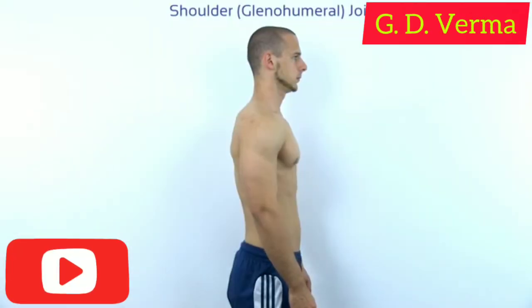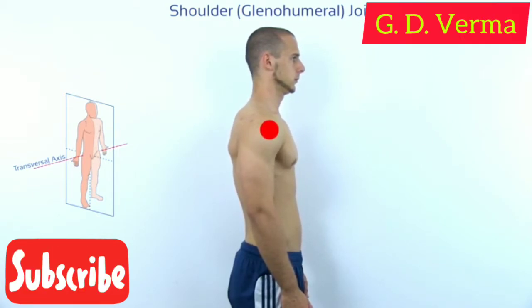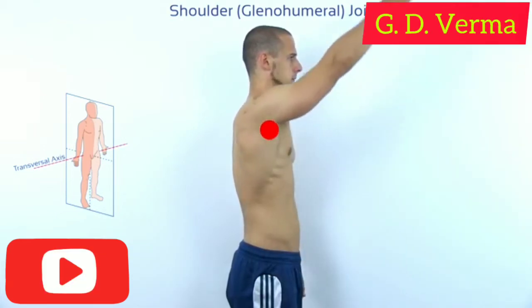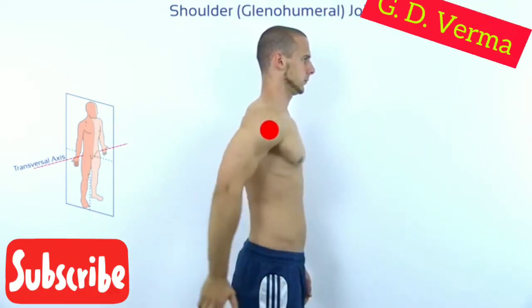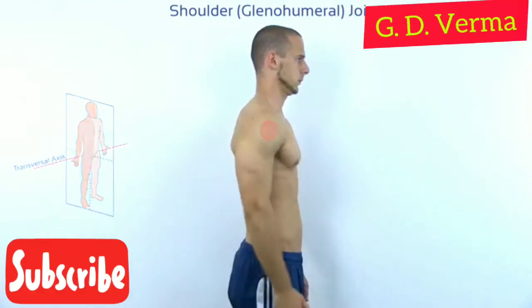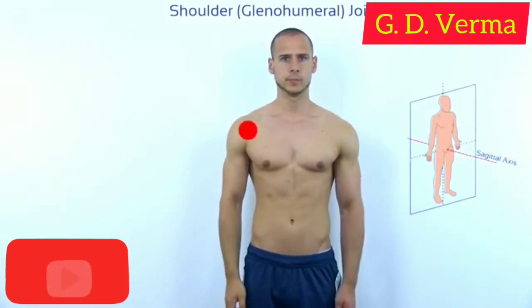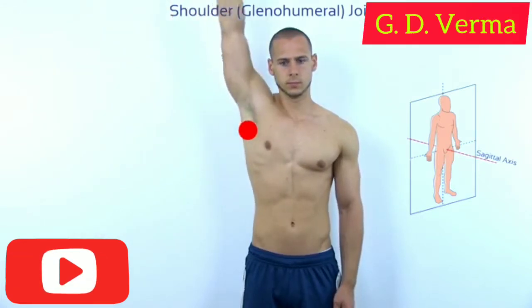If we are moving the shoulder in the sagittal plane, it means that we are moving around the transversal axis. These movements in the shoulder joint are called flexion or anteversion, or extension or retroversion. If we are moving the shoulder in the frontal plane, we are moving around the sagittal axis. These movements are called abduction and adduction.